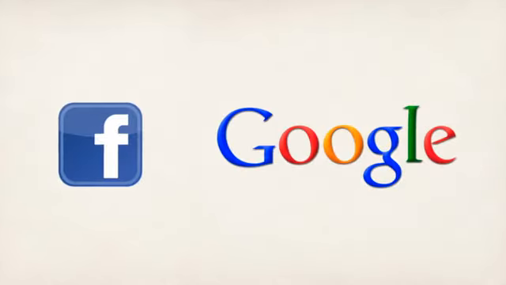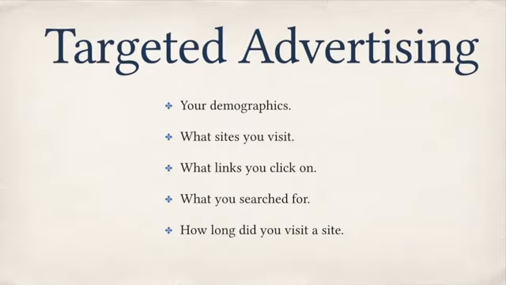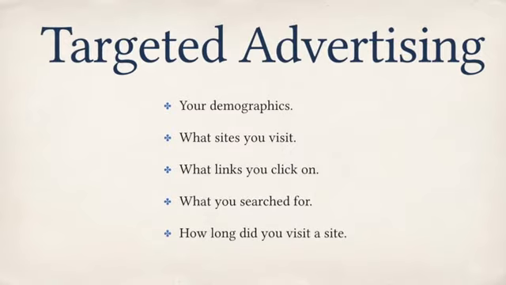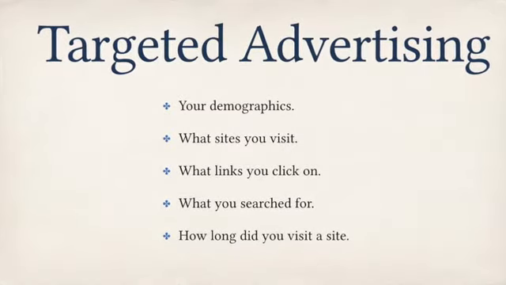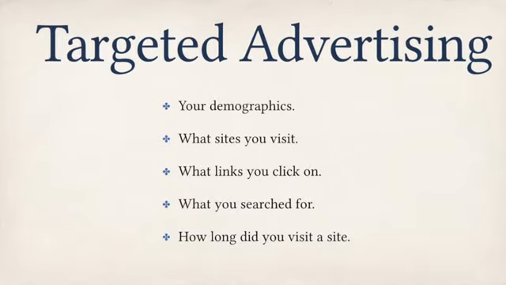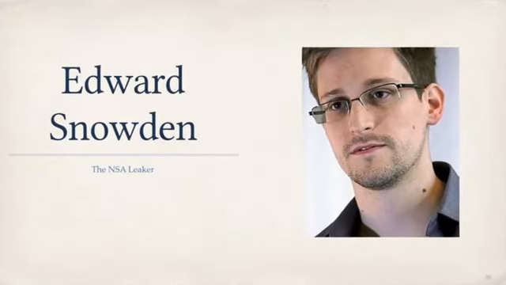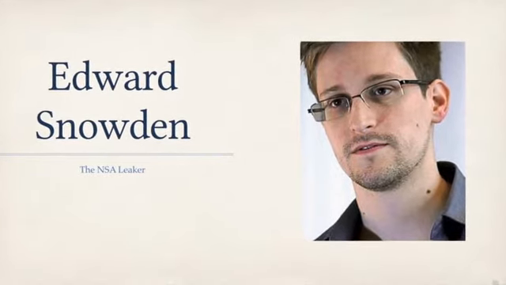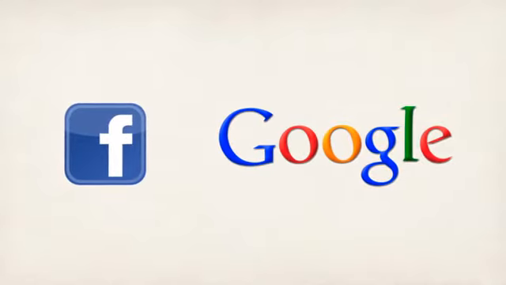permission. Google and Facebook both target advertisements towards their users based on data they collect from them, which includes not only the demographics the users belong to, but also what sites they visit, what links they click on, what they search for, how long they visit a site, etc. Although it is obvious that the NSA is violating the privacy of its citizens, that violation might be justified in the name of security and peace. Google and Facebook can hardly try to justify violating privacy on those grounds.